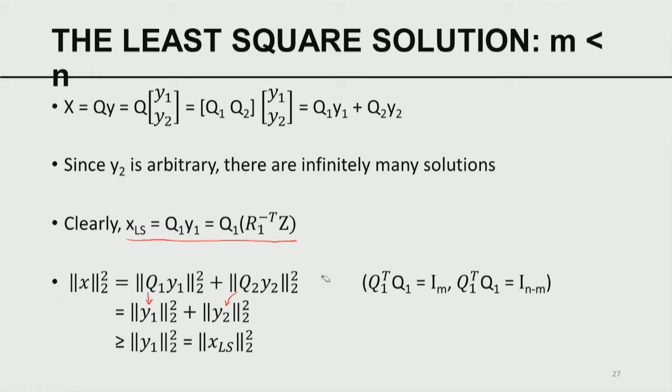So this corresponds to this. Therefore, for any arbitrary y2, there are infinitely many solutions. Any one of the infinitely many solutions has a norm, and that norm is greater than the least square solution. Therefore, the least square solution is the unique solution of minimum norm. So that's the end result. And this is the result of applying the QR decomposition to the underdetermined system as well.